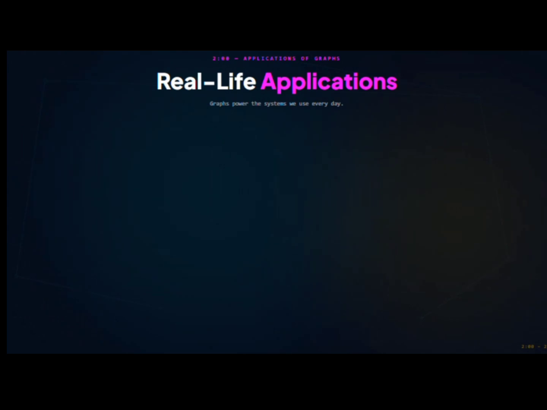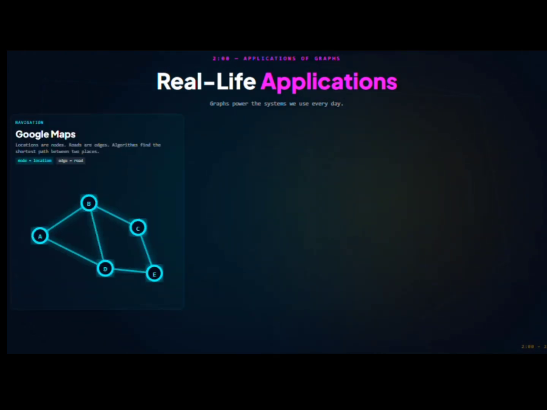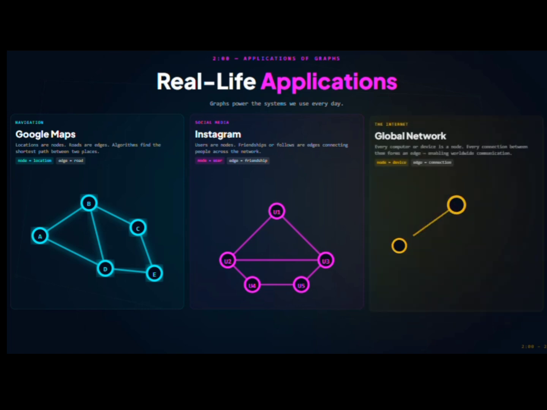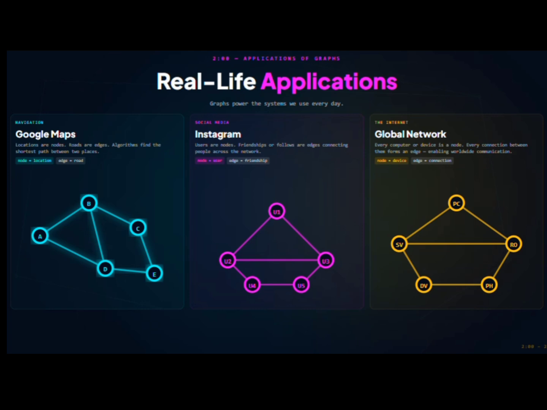Graphs are widely used in many real-life applications to represent and analyze relationships between objects. For example, in navigation systems like Google Maps, graphs are used to model locations as nodes and roads as edges, allowing the system to calculate the shortest and fastest routes between destinations. In social media platforms such as Instagram, users are represented as nodes, while their interactions, friendships, or followers are represented as edges, helping to analyze networks and recommend new connections. In addition, graphs are also used in computer networks, where devices like computers act as nodes, and the connections between them form edges to enable data communication.